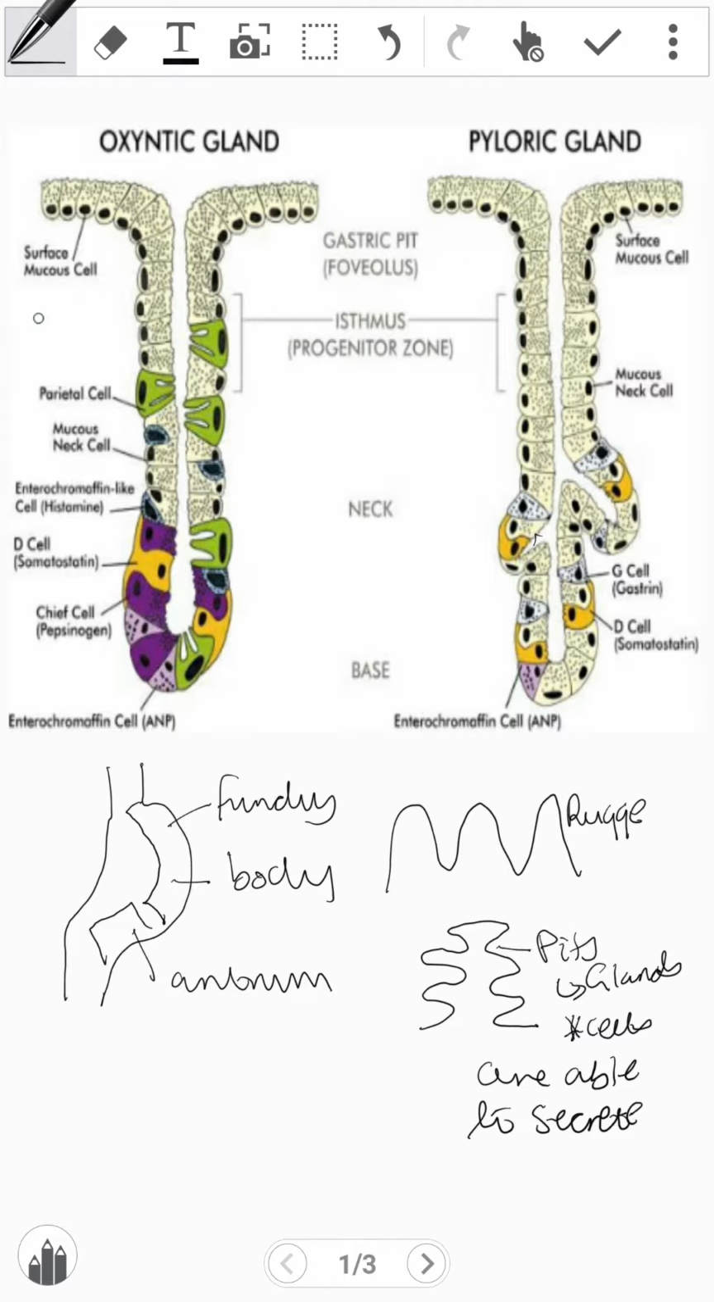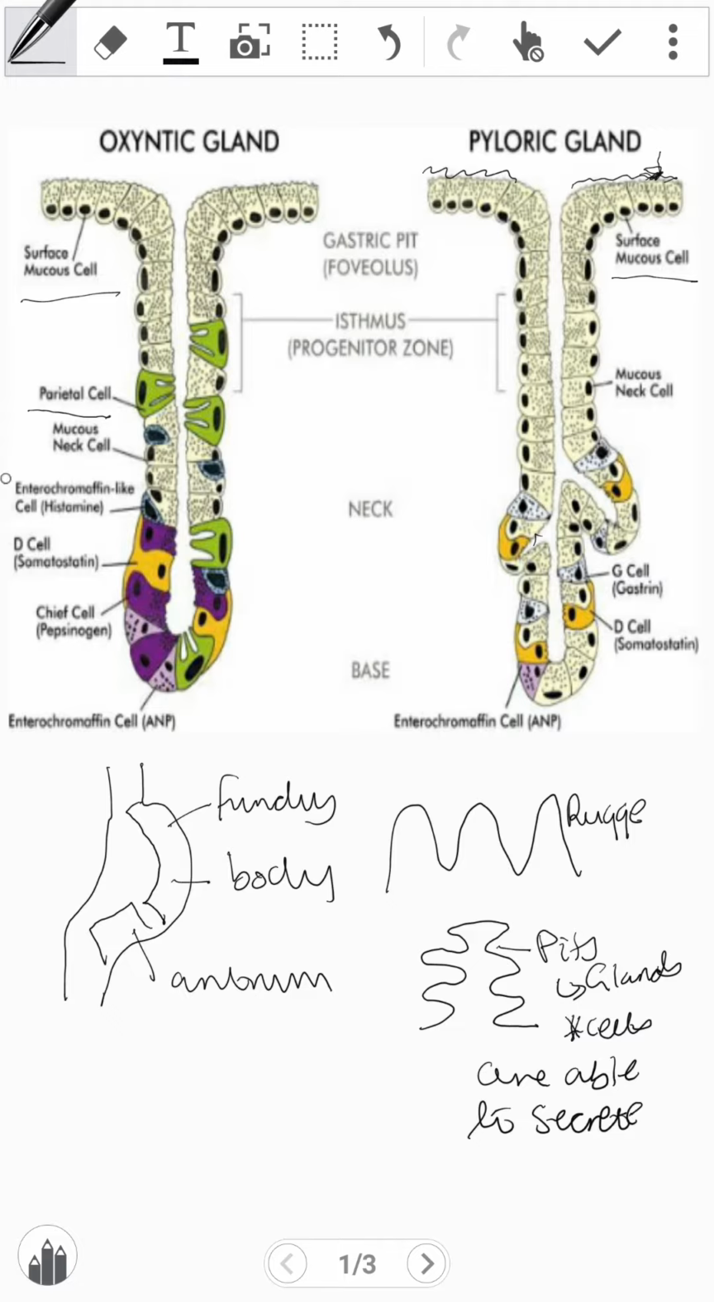For instance, first of all, they both have the surface mucus cells that secrete mucus, and of course we know that mucus is there to protect the surface cells from direct contact with harsh secretions such as hydrochloric acid. The hydrochloric acid itself is secreted by parietal cells that are found in the oxyntic glands.